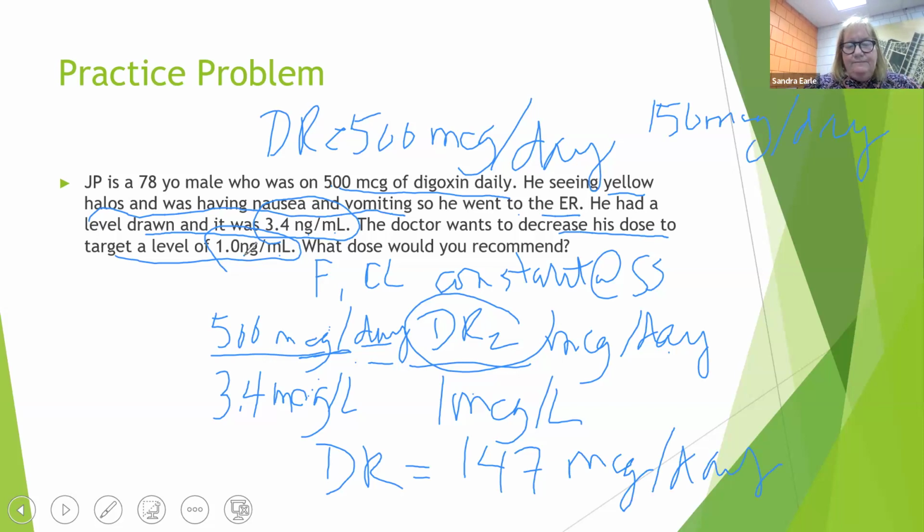We could have gone through and figured out his clearance and then used his clearance to come up with a new dosing regimen. We could do that, but that's a couple extra steps that we don't need to do.